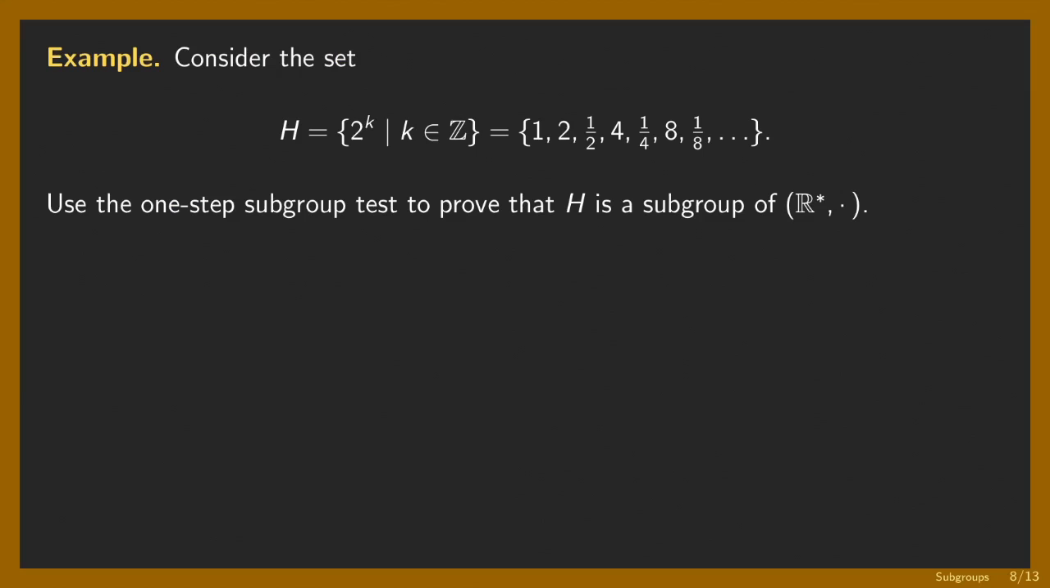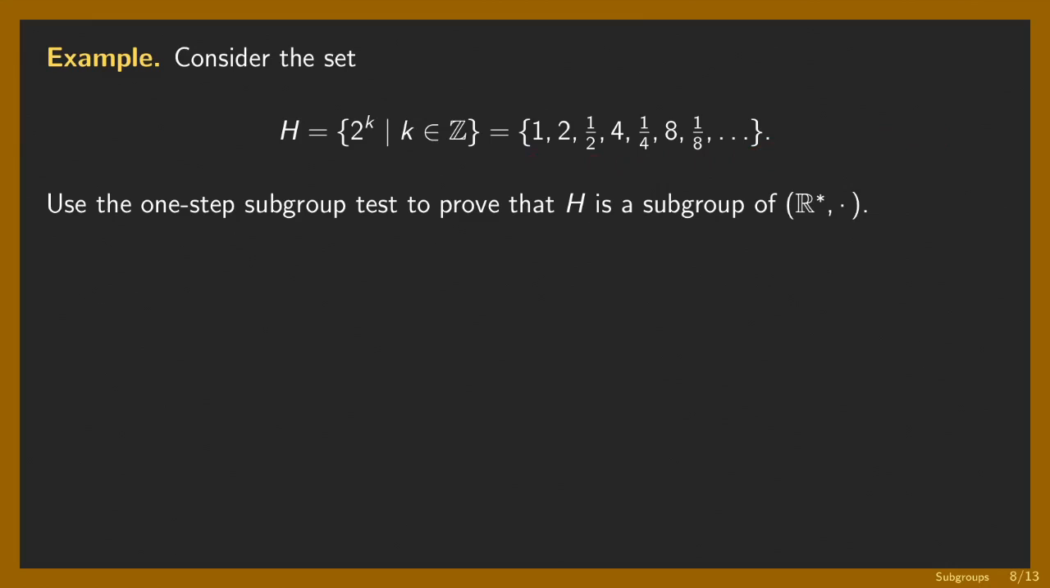Okay. Consider the set H consisting of all the integer powers of 2. So what are the integer powers of 2? We have 2 to the 0, 2 to the 1, 2 to the minus 1, 2 squared, 2 to the minus 2, and so on. As you can see, when you evaluate this one by one, you will get 1, 2, 1 half, 4, 1 fourth, 8, 1 eighth, and so on. So this is our set.